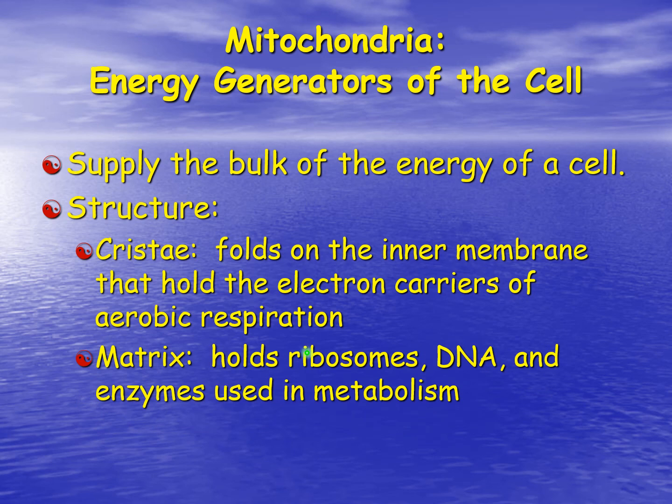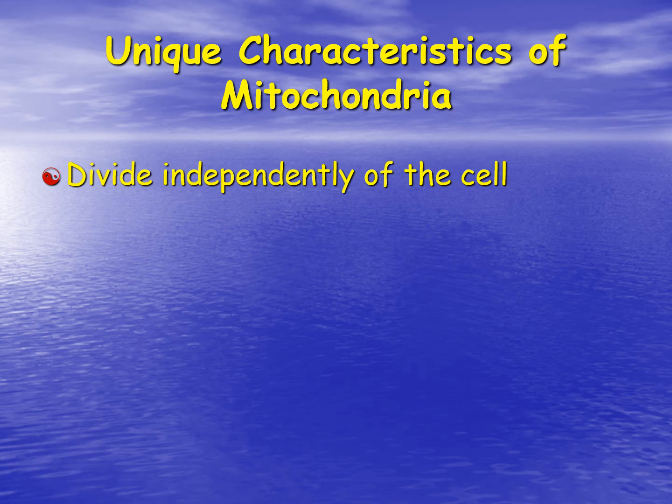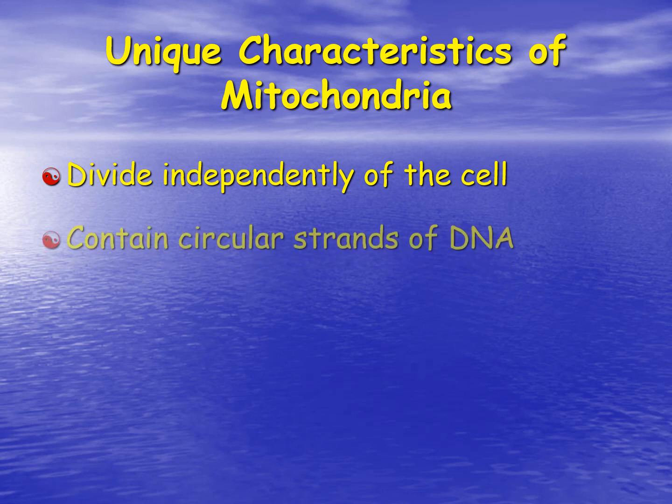The matrix, which is the fluid inside the mitochondria, will hold ribosomes, which are 70S ribosomes, DNA, that are small circular pieces of DNA, and other enzymes used in metabolism. The genes on this mitochondrial DNA are genes involved in the production of enzymes for metabolism. Mitochondria can divide by binary fission independently of the cell that it is in.